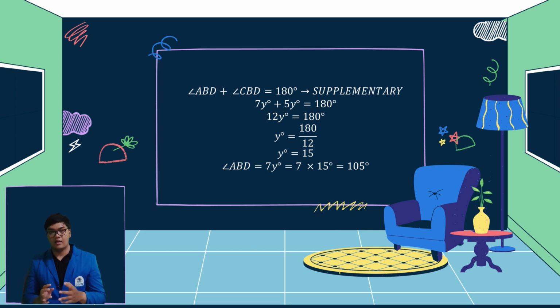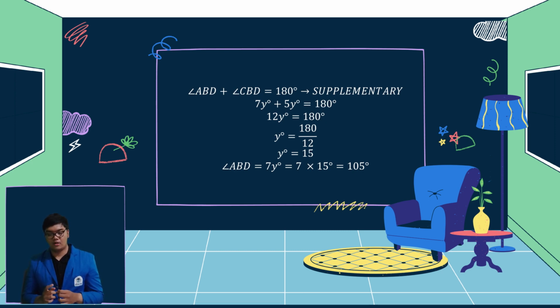Then we apply that angle ABD is 7y degrees plus angle CBD is 5y degrees, equal to 180 degrees. The sum of the y terms is 12y, equal to 180 degrees. Then move the 12 over, so it becomes 180 divided by 12. After that, the result is y equal to 15.